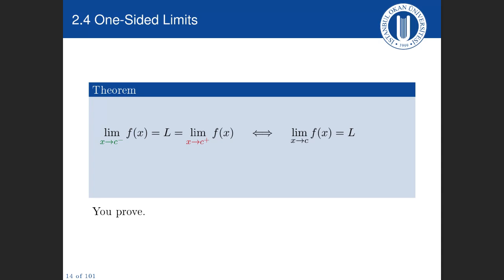Theorem. If the left-hand limit and the right-hand limit both exist and are equal to the same number L, this is true if and only if the limit as x tends to c of f of x exists and is equal to the number L. I'm going to leave this for you to think about, for you to prove. The second part of the theorem: if the left-hand limit and the right-hand limit both exist but are not the same number, then the limit as x tends to c of f of x does not exist.